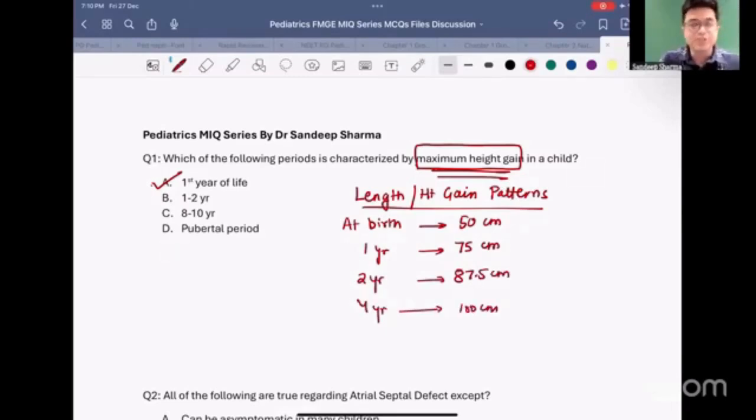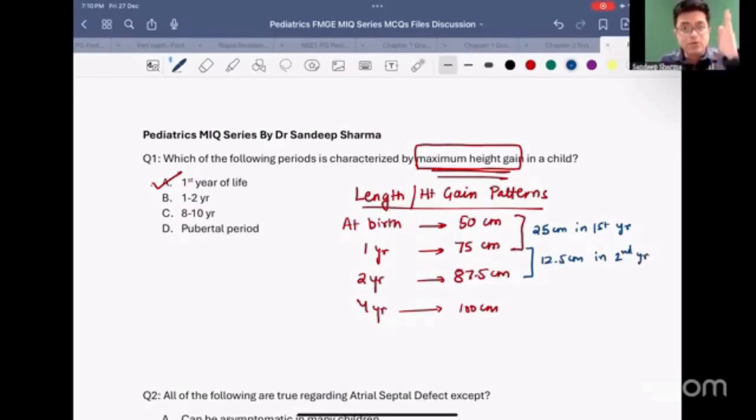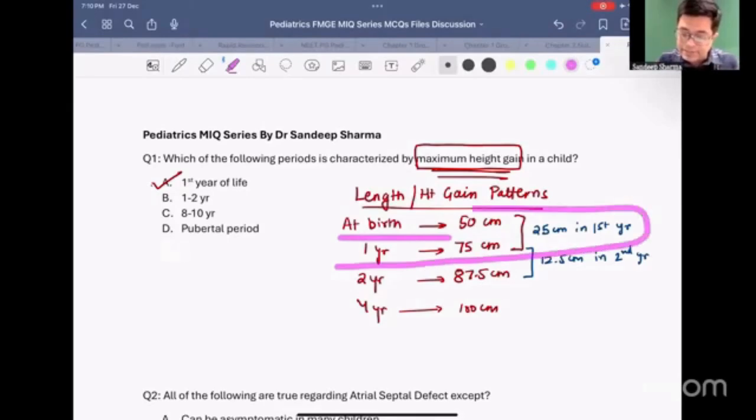Now, if you try to see the gain every year, you will find that in the first year, the child is gaining 25 centimeters. Then between 1 to 2 years, the child is gaining 12.5 centimeters in the second year. And as we go from birth till adulthood, the rate of gaining height goes on decreasing. So what is the period in which maximum height gain happens in the child? It happens in the very first year of life, and that is your correct answer.